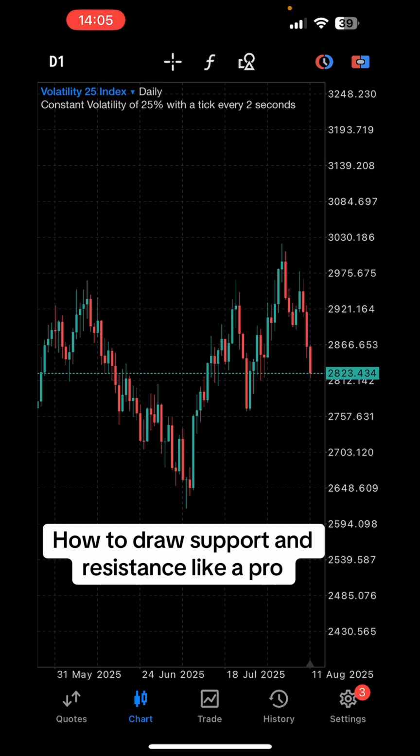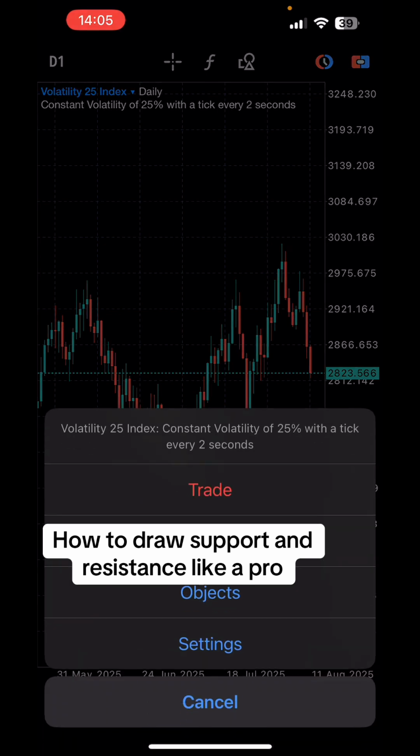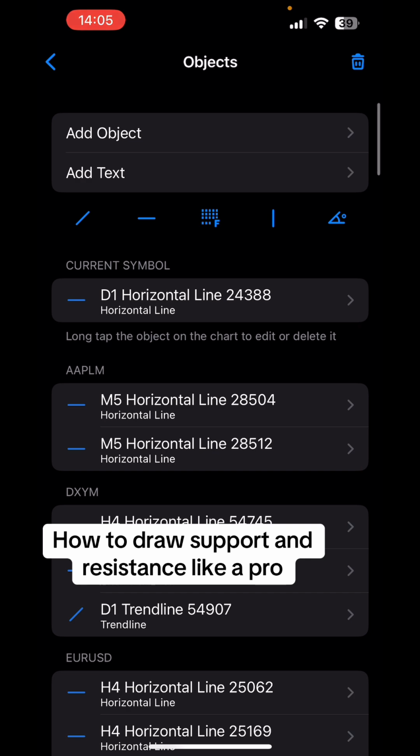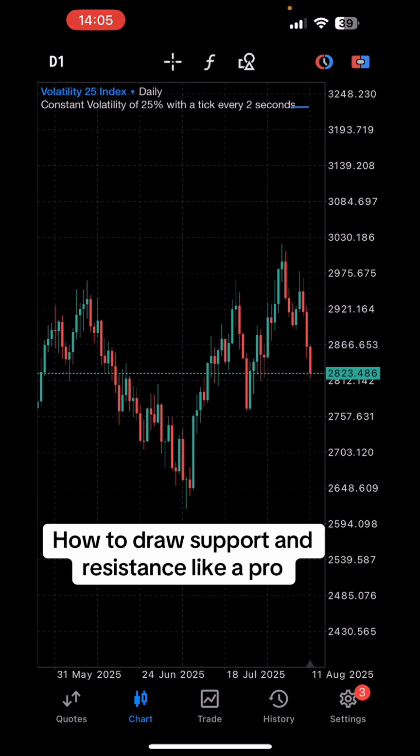Support and resistance are places where price has touched and bounced back repeatedly. So let me show you what I mean by that. For instance, here is a resistance.